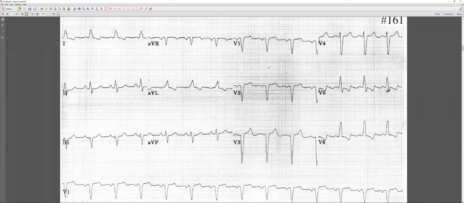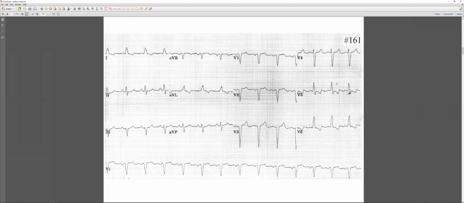You see that the left side is activated later, so activating the left side takes a longer time, and every impulse goes away from the right side. This is why you see the QS complex. Okay, so this is how you can distinguish between right and left bundle branch block. And today we already discussed that the QS complex that you can see in V1, V2, V3 can be normal, especially when we have a left bundle branch block.